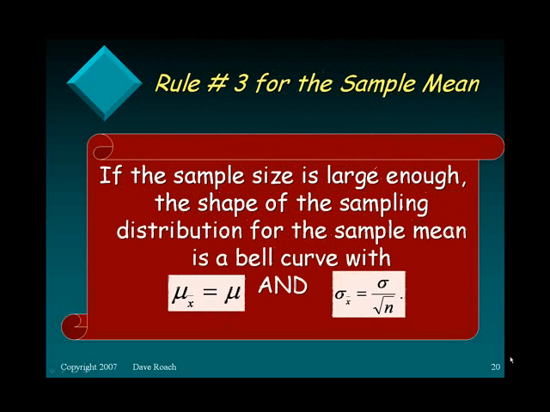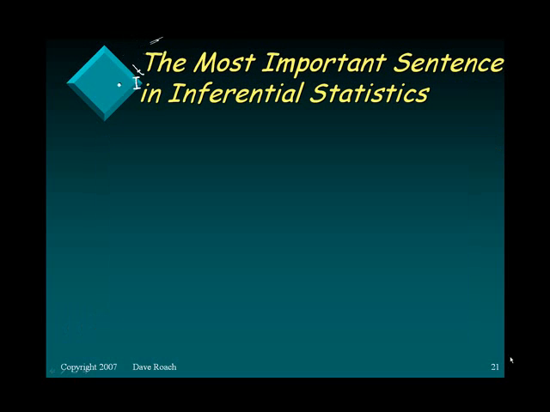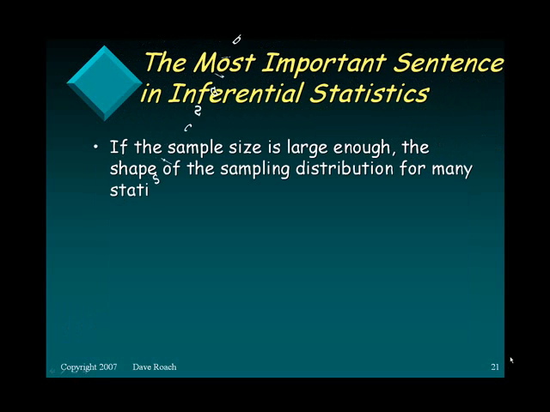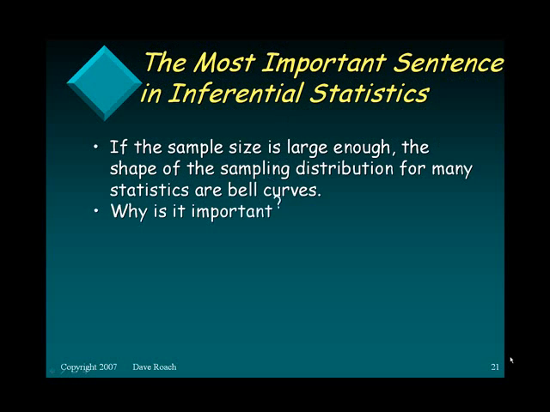and it will have a mean of the sample means equal to the mean of the population, and a standard error, the sigma x bar, equal to the population standard deviation divided by the square root of n. Taken together, this is the central limit theorem. The idea: if the sample size is large enough, the shape of the sampling distribution for many statistics are bell curves.